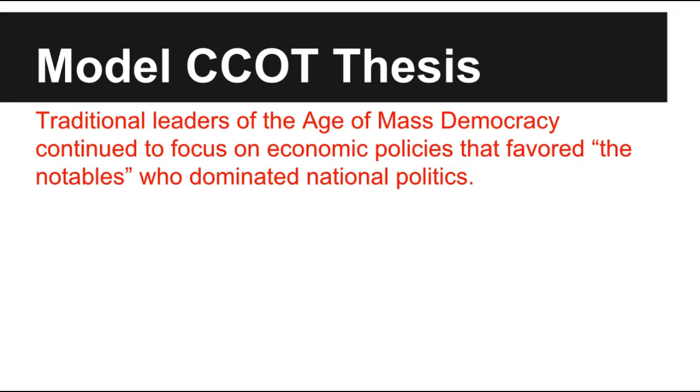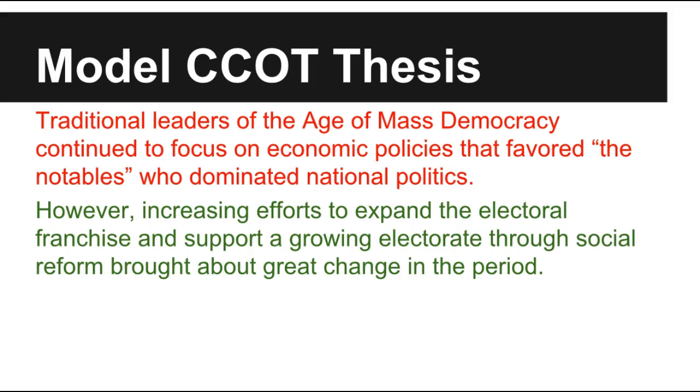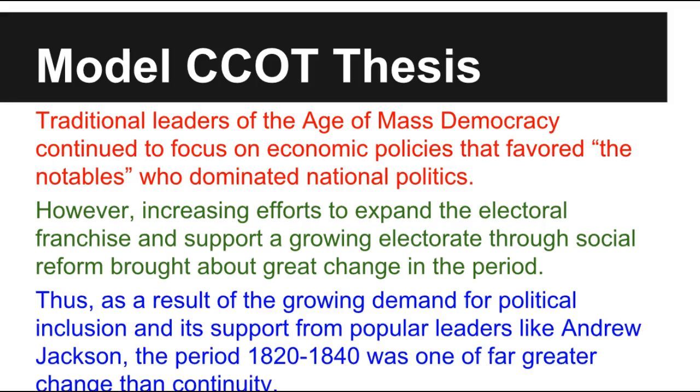The first sentence is used to demonstrate a persistent or continual trend. In this case, traditional leaders continuing to focus on economic policies favoring notables. Because we have fewer examples of continuity, this becomes our counter-argument. The second sentence establishes two changes: increased efforts to expand the franchise and social reforms designed to support the growing electorate. The third sentence asserts the overall evaluation with explanation. The period was one of greater change because of the demand for inclusion and support from iconic figures like Jackson.